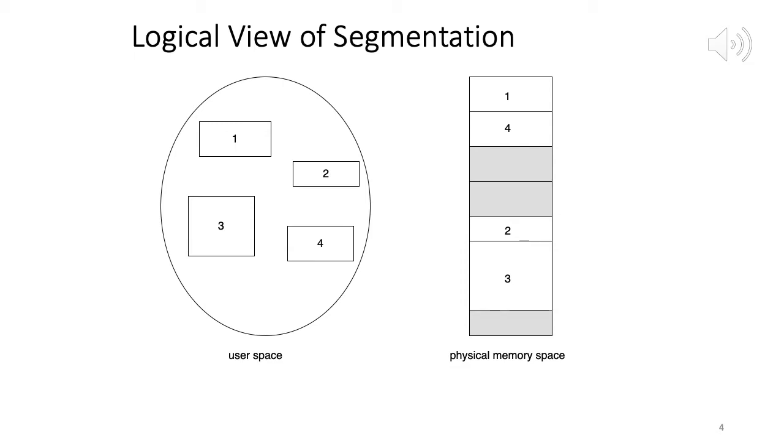As you can guess, this is what's happening. We have our user space, right? And for each part of their program, we allocate a segment in physical memory. So these are the 4 parts, right? And for each part we allocate a segment of specific size.